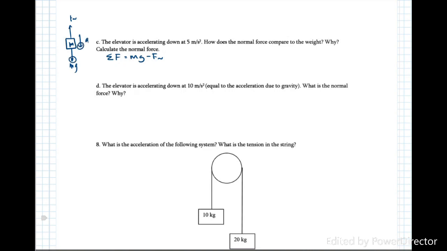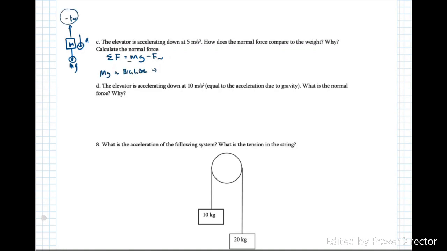But in this case, the acceleration is down and the weight is down. Right? So if the acceleration is down, then the weight has to be positive. That's why it's mg minus the normal force. The normal force is in the opposite direction of the acceleration.